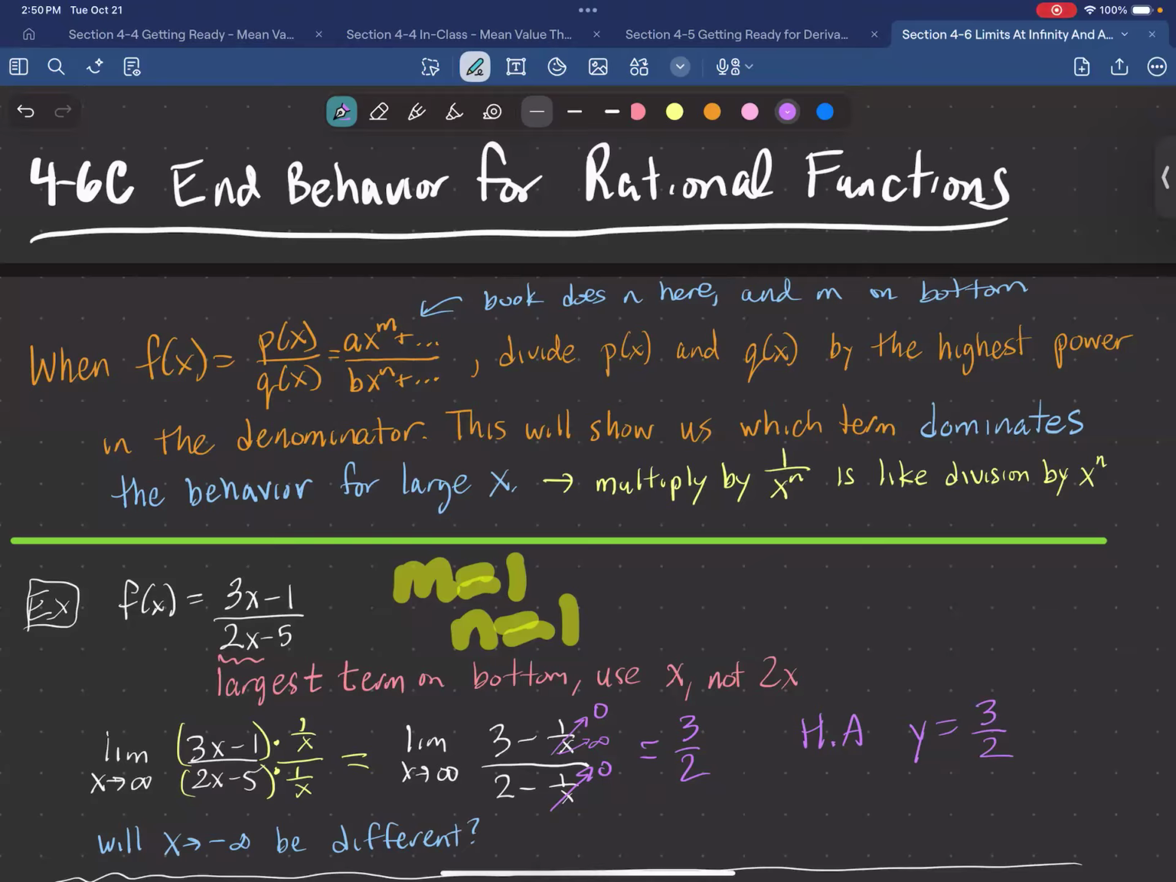Will x to the negative infinity be any different? You'll notice we're looking at it over here, plugging in negative infinity. I'm sorry, you can't see what I'm pointing at. If we plug in negative infinity, it's not changing anything. That's still going to 0. So it'll be the same for x going to negative infinity.